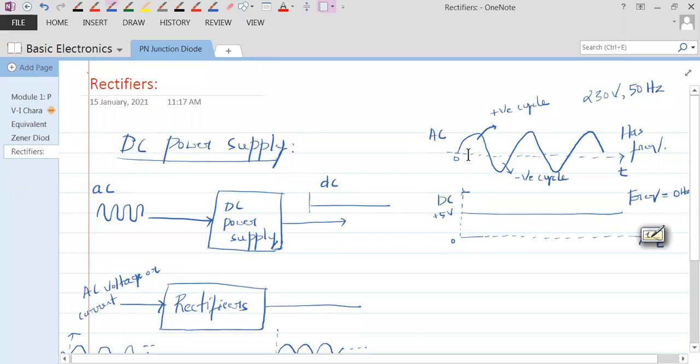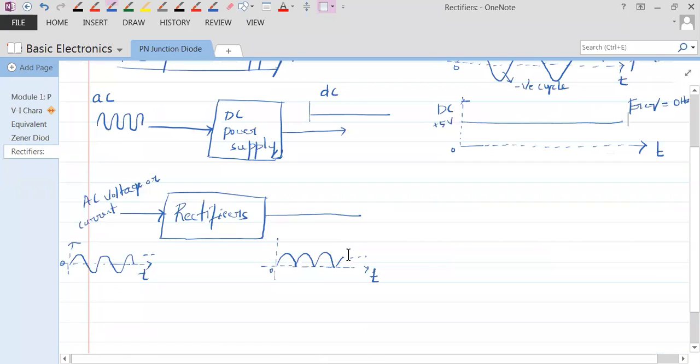It's all above zero. But here in AC you have negative as well as positive cycles. So something that we have obtained here is, see, the negative cycles are removed now. All are positive cycles. Okay, but the output of rectifier is not a pure DC. This is not a pure DC, mind you. There are ripples present. Okay, they are called ripples.